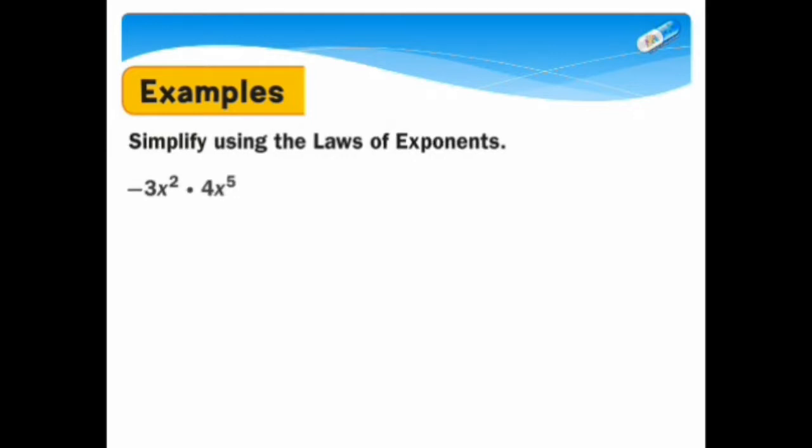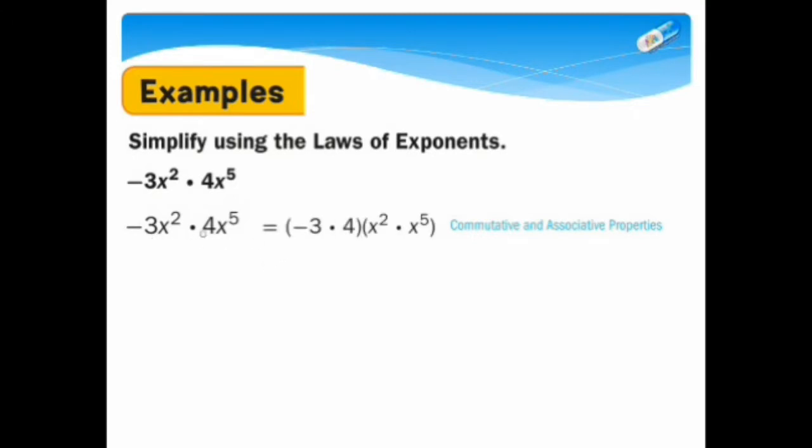Let's have some examples. Simplify using the laws of exponents. Negative 3x squared times 4x power 5. We all remember that this dot means multiplied by. So the first thing we do is use the commutative and associative property as follows. We will get the 4 with the negative 3. We multiply them together in this bracket, and in the other bracket we put x squared times x power 5.